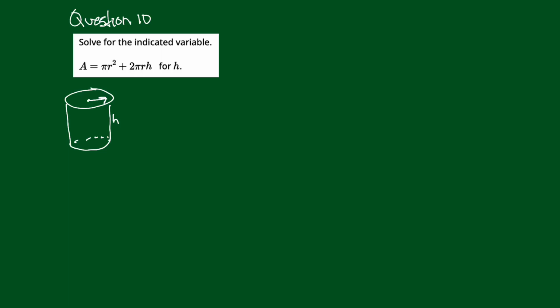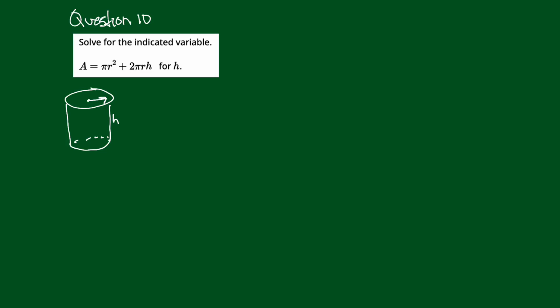Now, question 10, our last question in this set, says to solve for the indicated variable. Now, the variable is h. There's only one h, it's right here. Now, here's the formula. A is equal to pi r squared plus 2 pi rh. And just if you're curious, this happens to be the surface area, not the volume, but the surface area of a right circular cylinder. In other words, like a can.